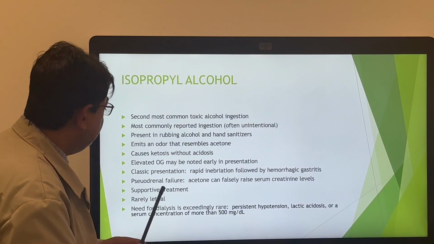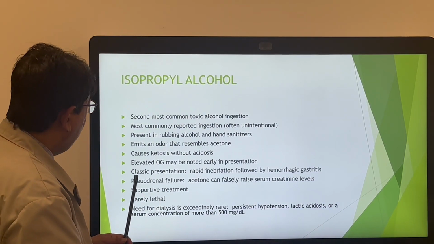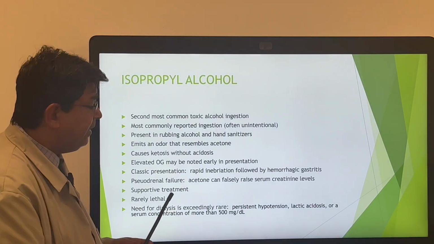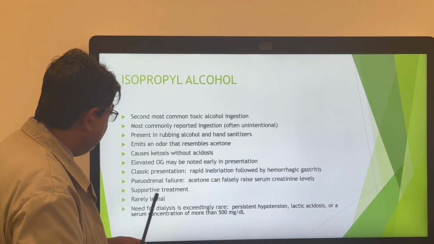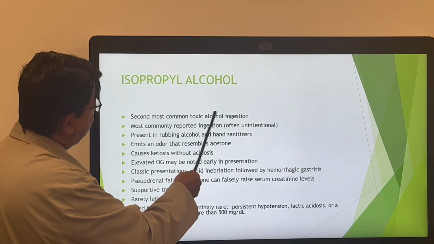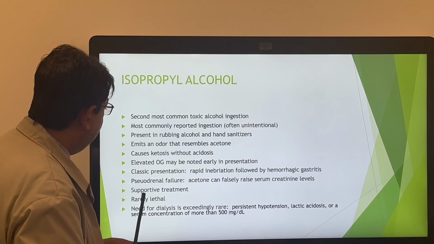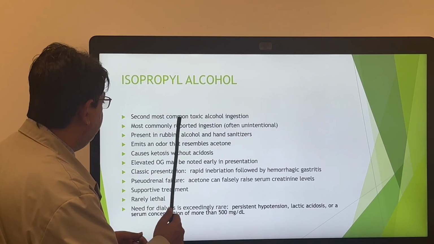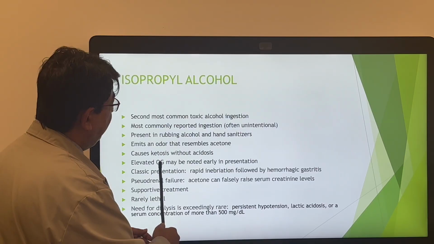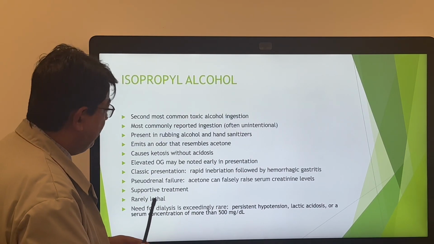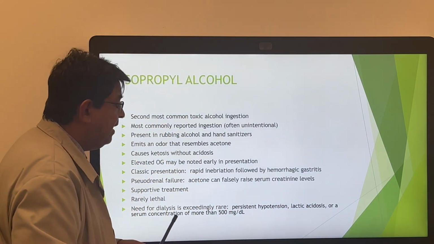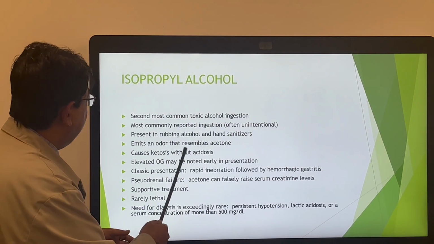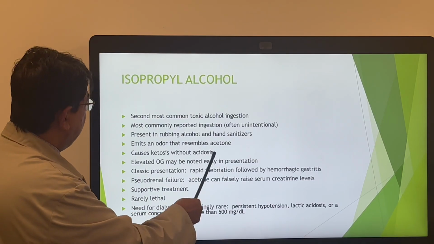Isopropyl alcohol, as I said, is actually common because it's present in rubbing alcohol and hand sanitizers. Sometimes it might occur inadvertently. It is the second most common toxic alcohol ingestion. It is caused by rapid inebriation, followed by hemorrhagic gastritis. Hemorrhagic gastritis, you want to remember, that's the classic finding that they will want you to remember. And then the other thing to remember is ketosis without acidosis.